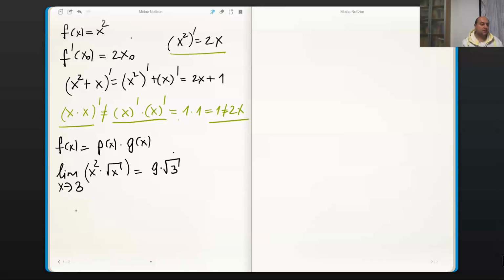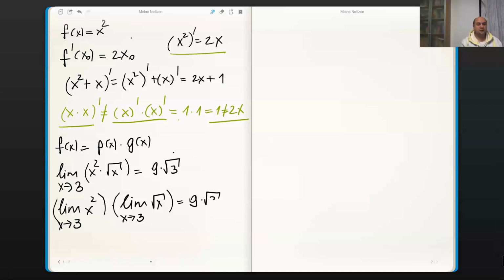No problem here. But what will happen if we have the limit as x goes towards 3 of x squared separately, times the limit as x goes towards 3 of the square root of x separately? What will happen there? Well, you maybe see that if we're considering this case, we have no trouble either. So we have 3 squared, which is 9, times the square root of 3. So obviously those two limits are equal.